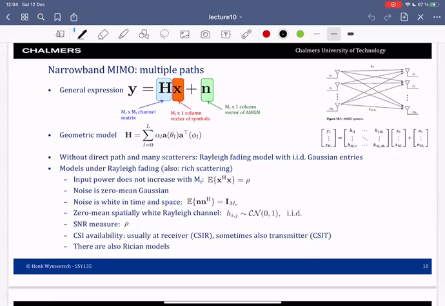So welcome to the second part on the MIMO lecture. Before, we've seen the narrowband model with a single ray between the transmitter and receiver. Now we will look at the more general narrowband model.